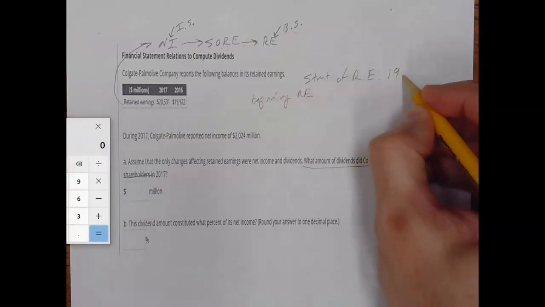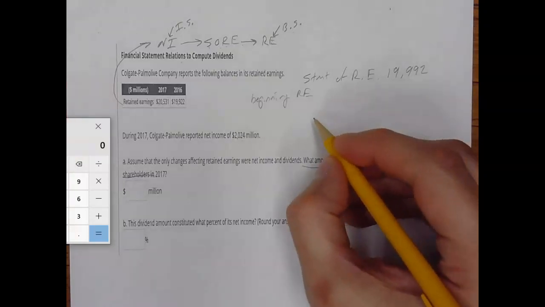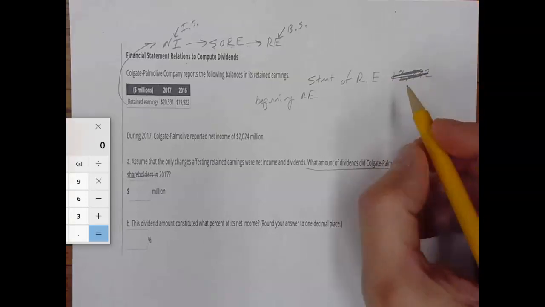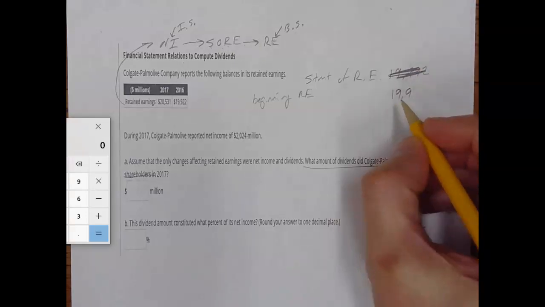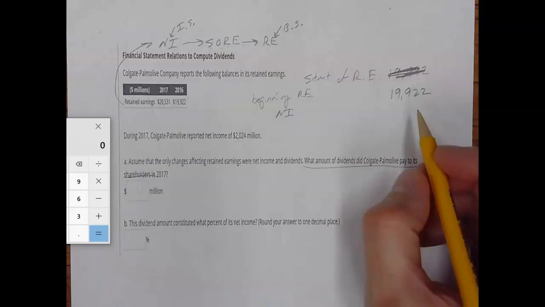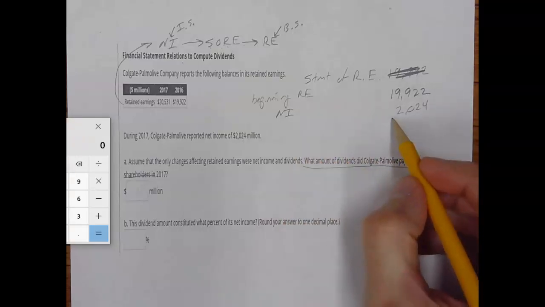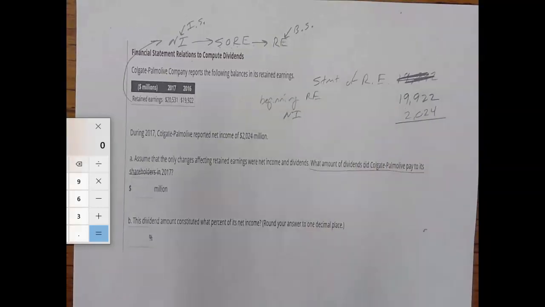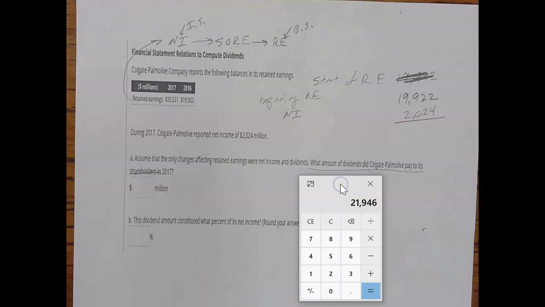I'm going to scratch this out. I didn't mean to write that up so high, and I think I had the wrong number. What does it say? It's 19,922, not 92. Then we're going to add to that net income, and they give us net income right here. It's 2,024. If we were to add that up, we'll use the calculator: 19,922 plus 2,024 gives us 21,946.